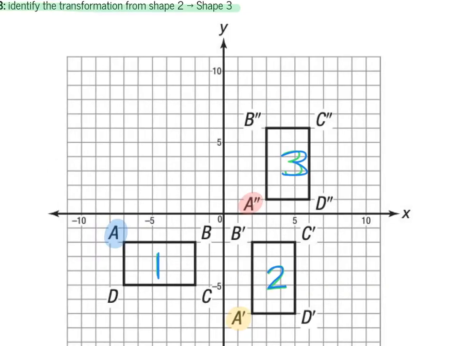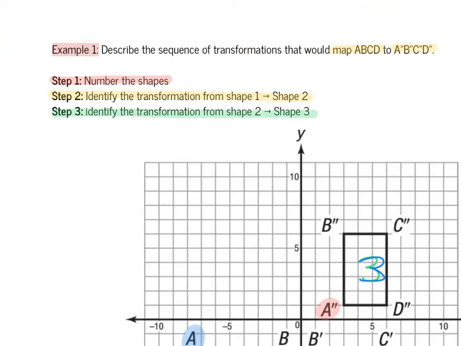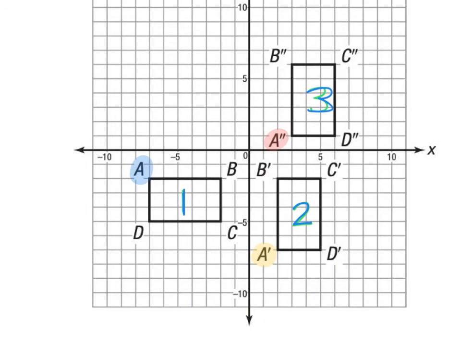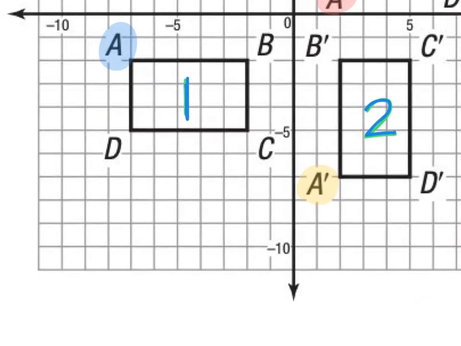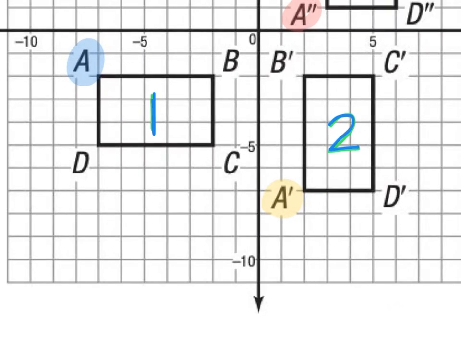So step 2 said to identify from shape 1 to shape 2. So let's get shape 3 out of the picture and just look at shape 1 and shape 2. Now I noticed a couple things. I noticed that it has changed quadrants. I noticed that it has shifted from A to B being on top. Now A to B is on the side. And the rest of the corresponding sides follow that process.